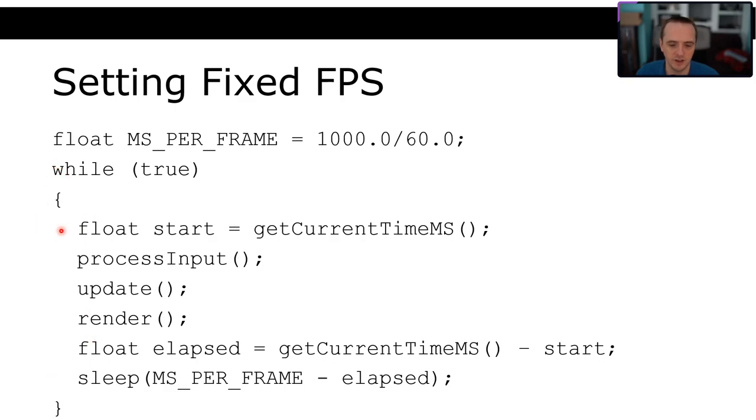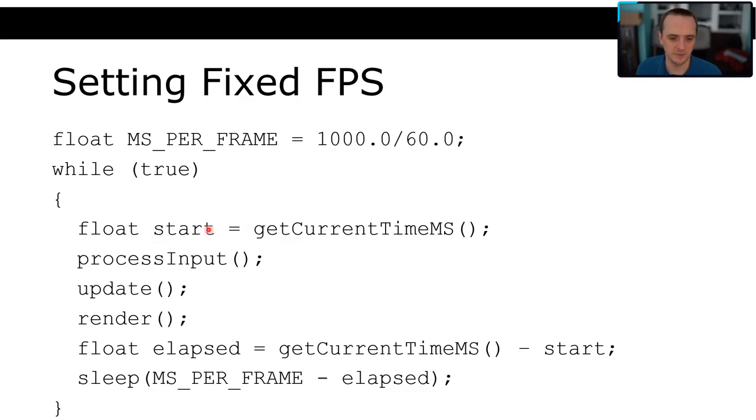So the first line of the game loop, we're going to record the starting time, right? So if we have some function here, which is like get current time milliseconds, that is going to be the start of this game loop. Then we process the user input, we do the update, we do the rendering, and then we're going to calculate how much time elapsed, right? So the time elapsed is how long it took us to do these three steps. So we're going to say, okay, get the current time in milliseconds again, and then subtract the starting time in milliseconds, right?